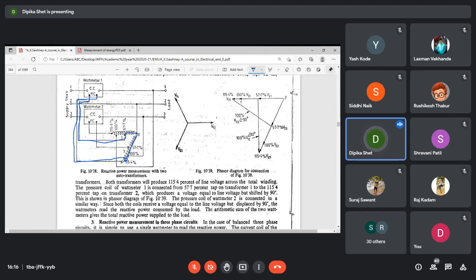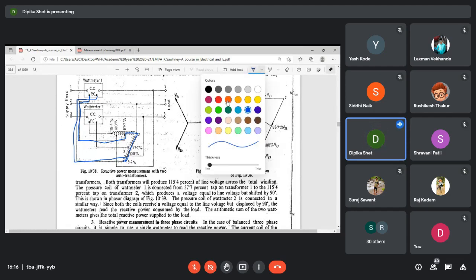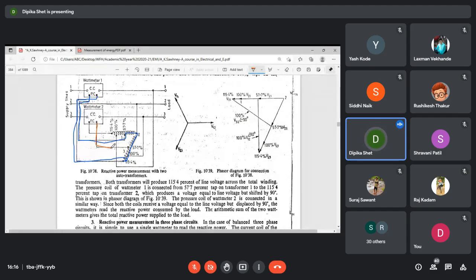so that the voltage equals the line voltage. Okay, now similarly here, the pressure coil of our wattmeter 2 will be connected to this 57.7% tap on this auto transformer 2, and then it will be connected to the 115.4% tap of our auto transformer winding 1.